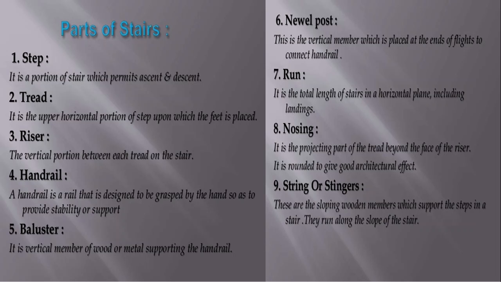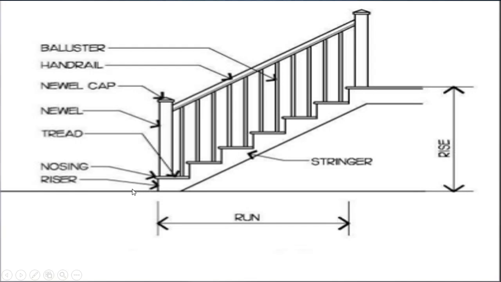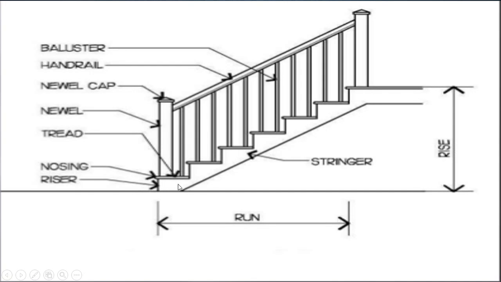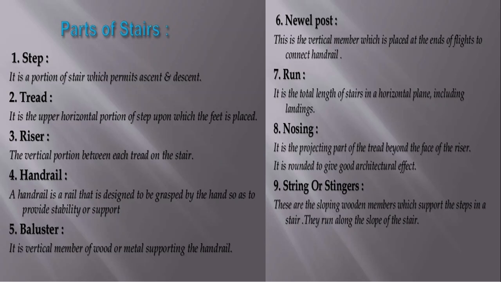Next is tread. Tread is the upper horizontal portion of a step upon which the feet are placed. See, I have already told you, right? Upper horizontal portion of a step where we are placing our feet. Next, riser, the vertical portion between each tread on the stair. So between each tread, see, this tread to this tread, a vertical portion is there. So between each tread, the vertical portion is called as riser.